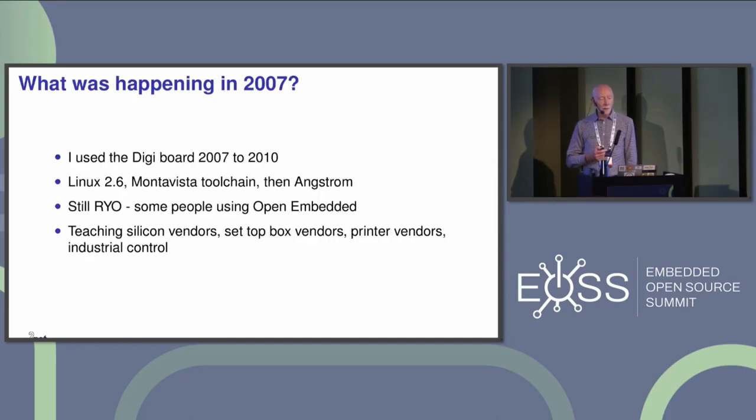So I was using this board roughly 2007 to 2010. And by this time, we'd actually switched to using Linux 2.6. Woohoo. Mostly, I was using a toolchain from MontaVista. And then later on, we switched to using the Angstrom toolchain. Angstrom being OpenEmbedded, as I'm sure you all know. But we weren't using OpenEmbedded for the main build system. So still basically roll your own. And again, that was typically what people did. We're still very much in the roll your own kind of days. And like I say, silicon vendors, set-top boxes, printers, industrial control was the kind of thing that people were using this stuff for.